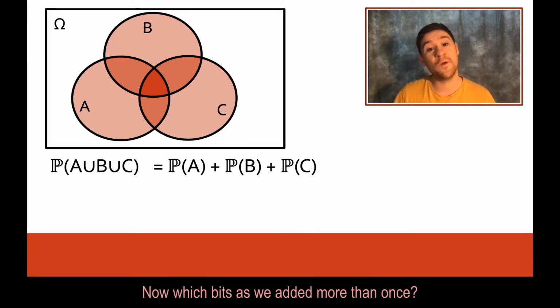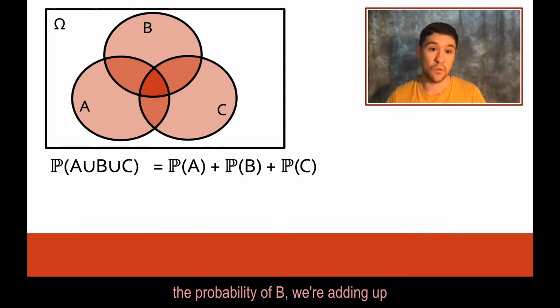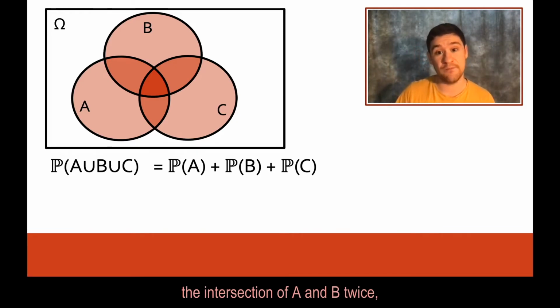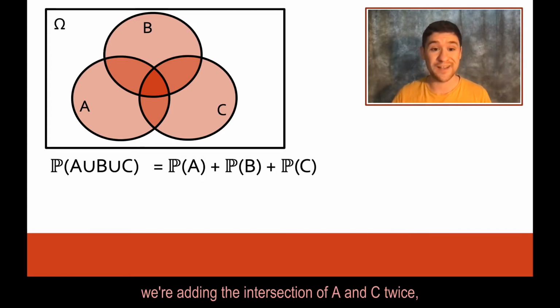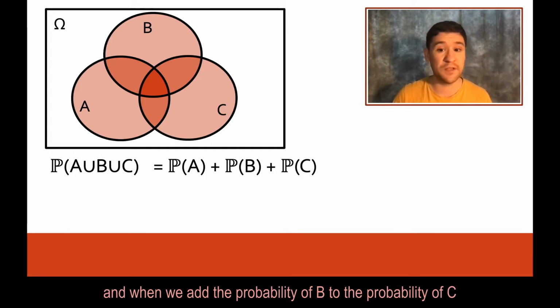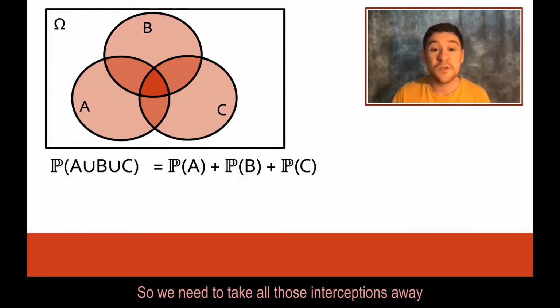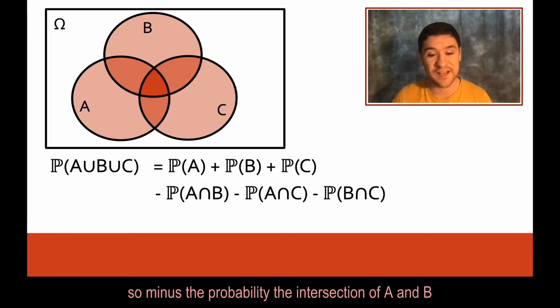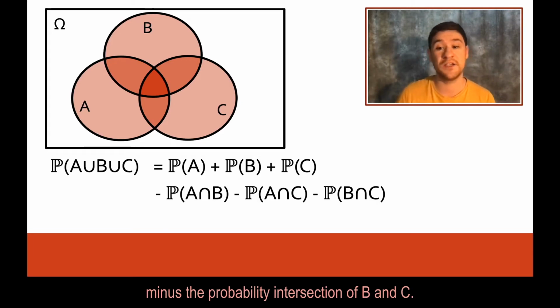Now, which bits have we added more than once? Well, when we add the probability of A to the probability of B, we're adding up the intersection of A and B twice. When we add the probability of A to the probability of C, we're adding the intersection of A and C twice. When we add the probability of B to the probability of C, we're adding the intersection of B and C twice. So we need to take all those intersections away. So minus the probability of the intersection of A and B, minus the probability of the intersection of A and C, minus the probability of the intersection of B and C.